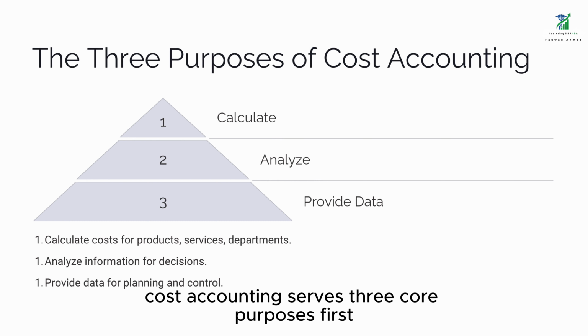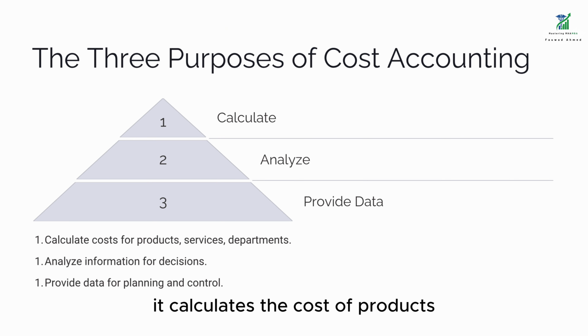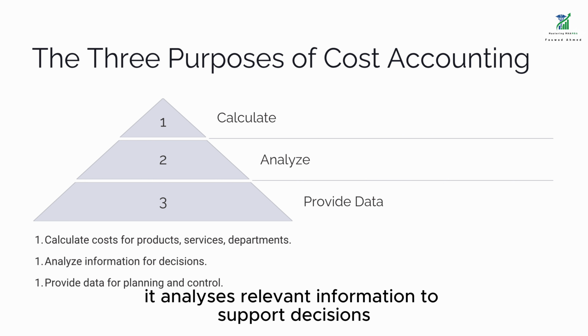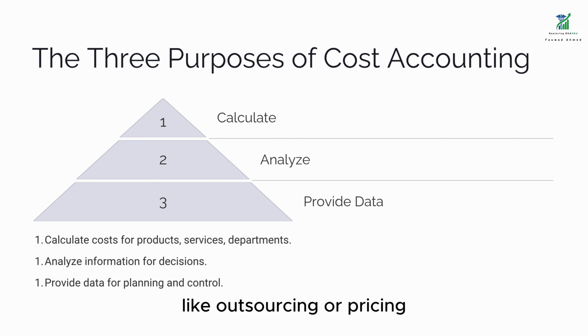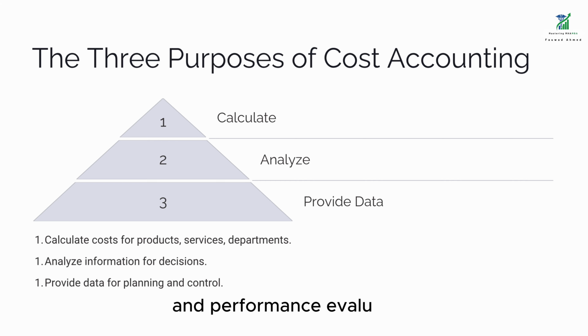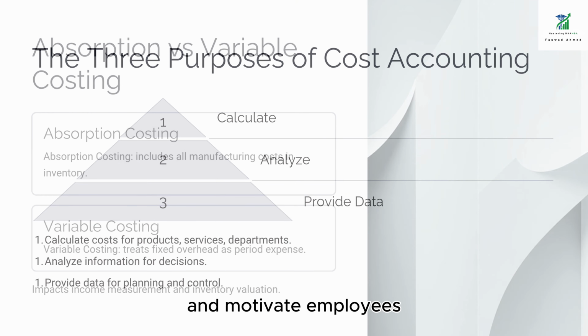Cost accounting serves three core purposes. First, it calculates the cost of products, services, and other cost objects to measure profitability. Second, it analyzes relevant information to support decisions like outsourcing or pricing. And third, it provides data for planning and performance evaluation so managers can control operations and motivate employees.